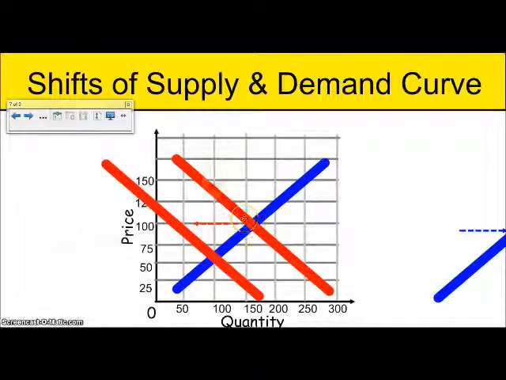So what impact is that going to have? That's going to lower the price as well. Because less people are demanding this at every price point, suppliers are going to be stuck with Snicker bars they can't sell. So they're going to have to lower their price down to meet the demand. Okay?